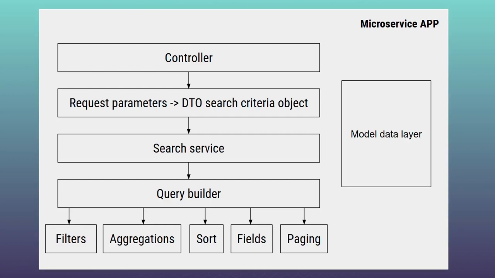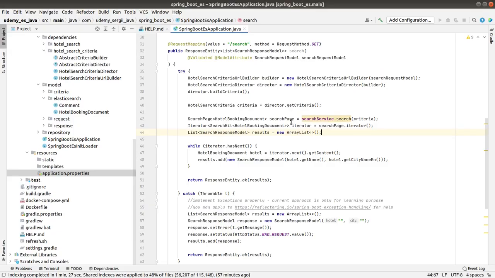Hi Elasticsearch fans, finally we got to the end of the road. Now we are ready to investigate the search service. So let's return to our controller. Here we have our search service with a search method that takes our criteria detail object as an argument. So let's open our search service class.